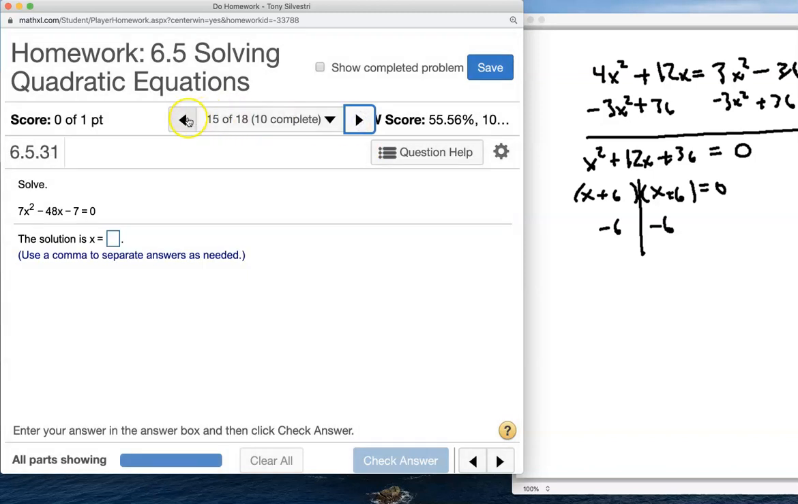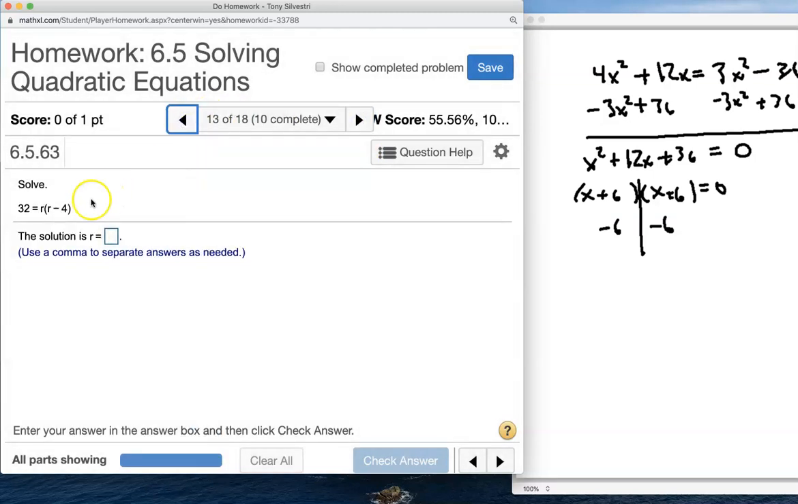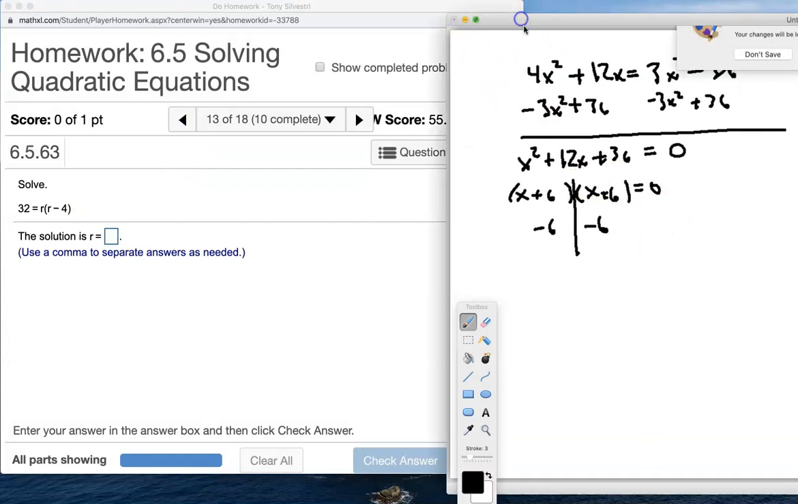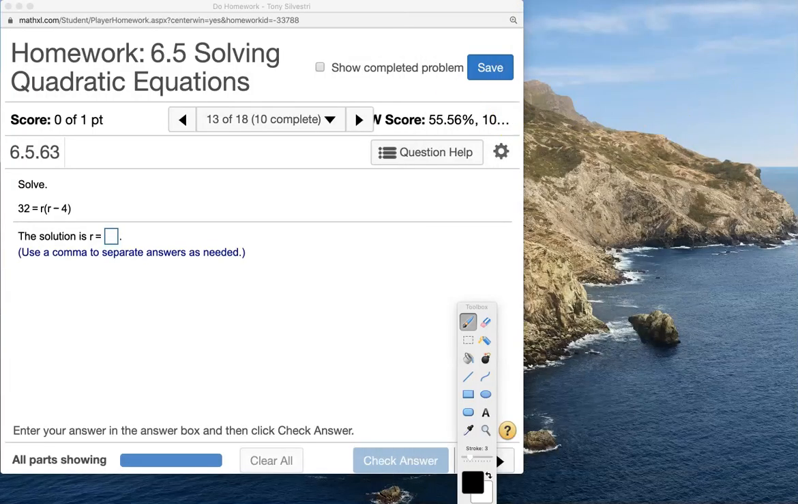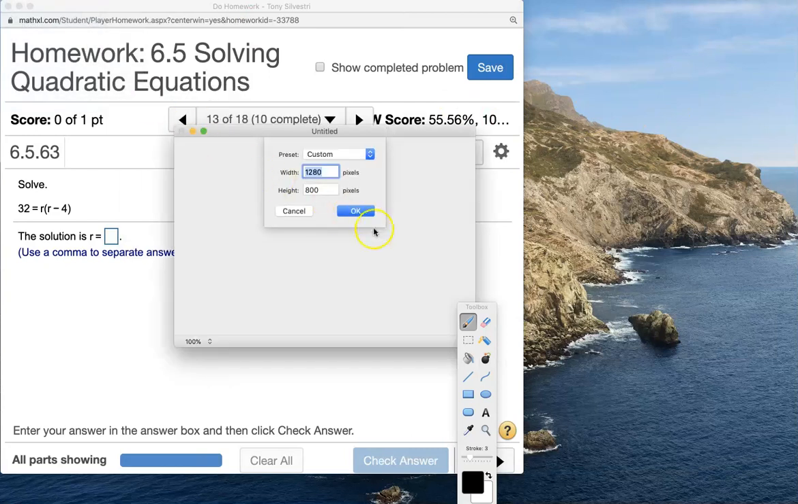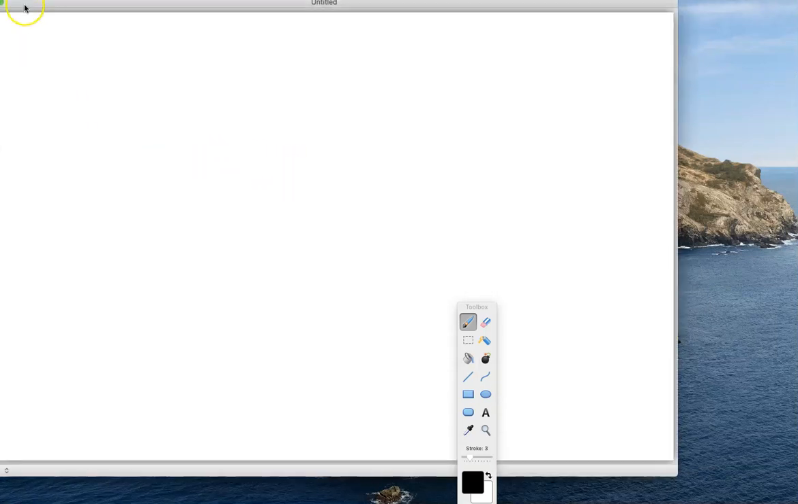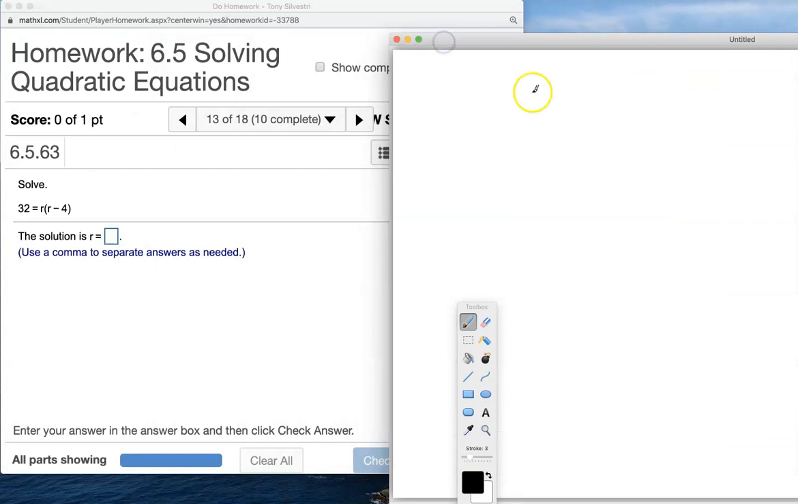I'm going to stop at the 14. Okay, this one here. Don't save. File, new. Do a canvas. 32. And they gave us something like an R and an R minus 4. Well, look at this thing. We've got two terms multiplied together equals 32. There is no principle of 32. There's only a principle of 0.